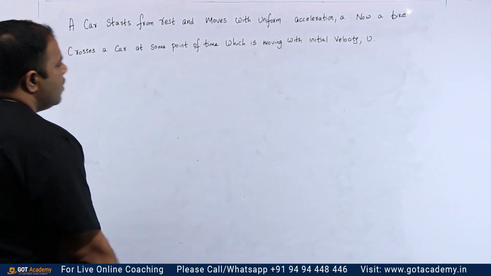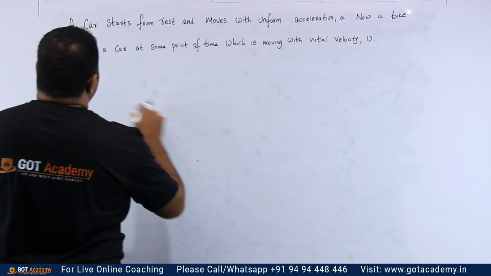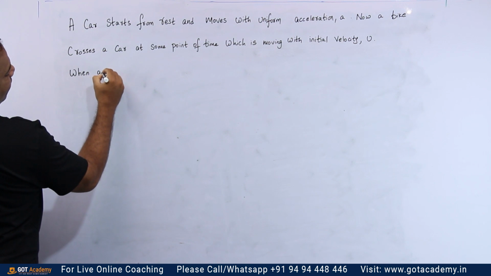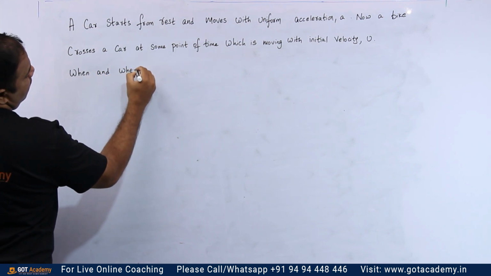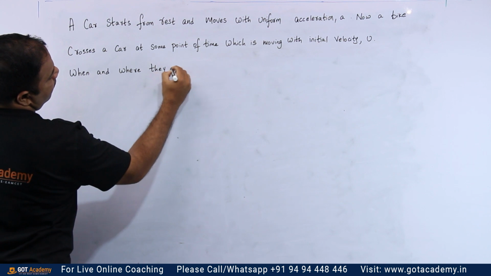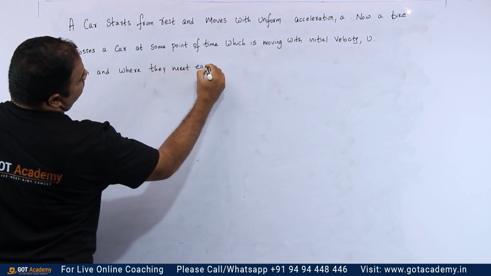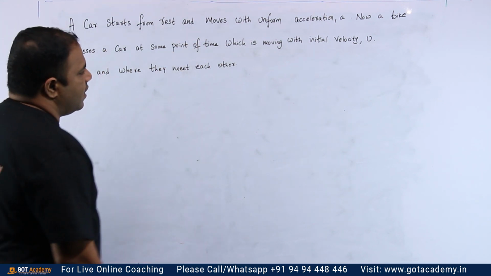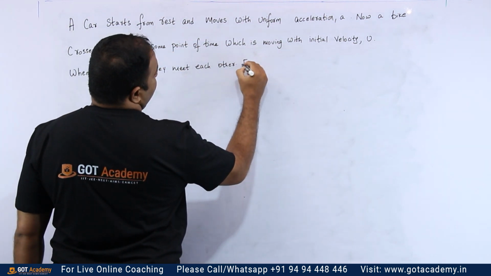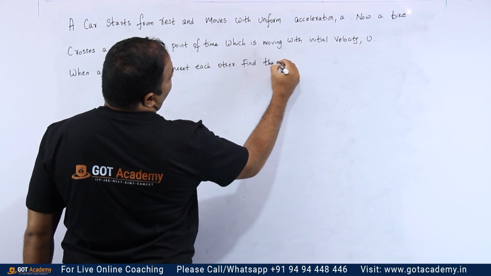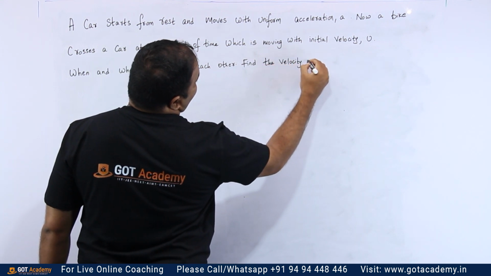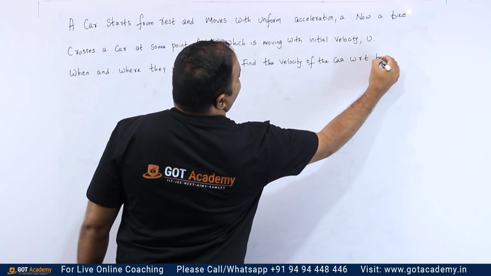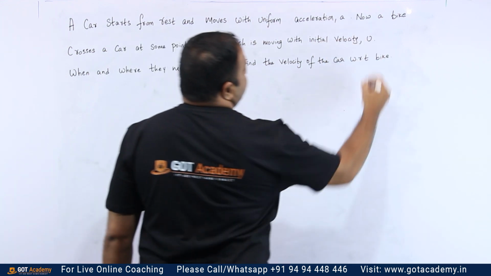So we are saying that the bike is crossing a car. My question is, when and where do they meet each other? Next, find the velocity of the car with respect to the bike. This is the question.